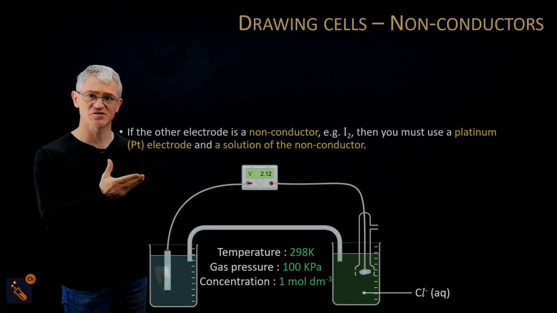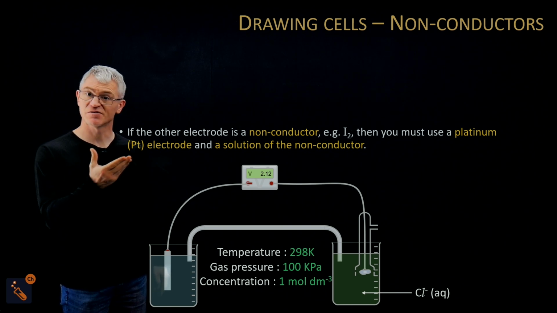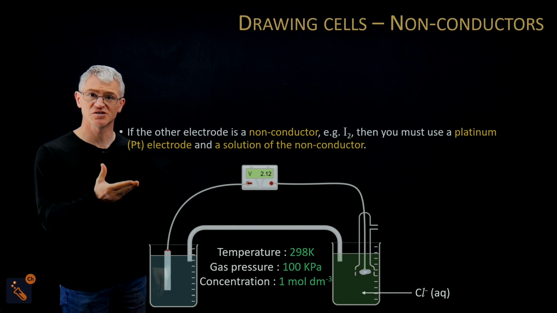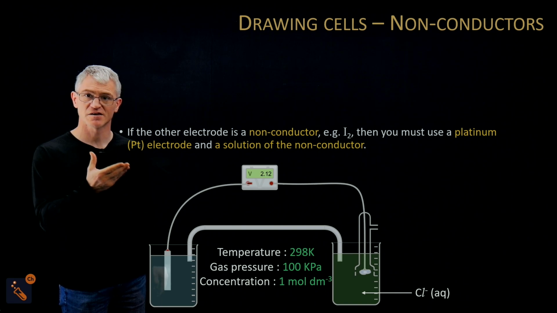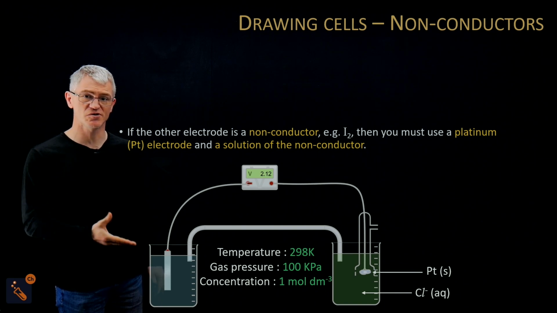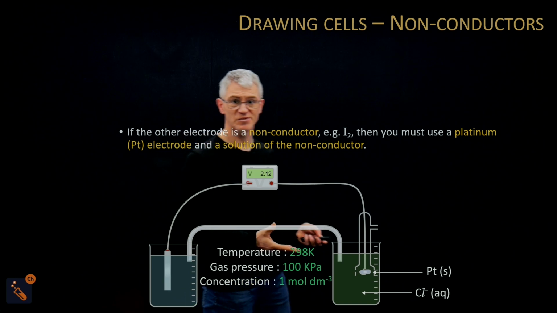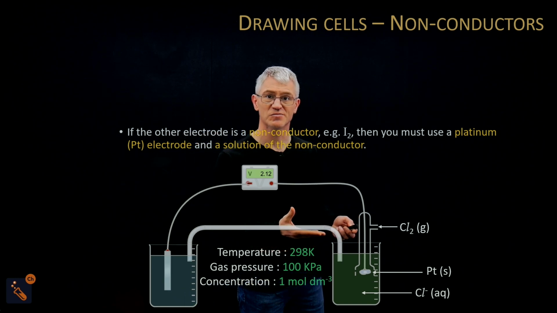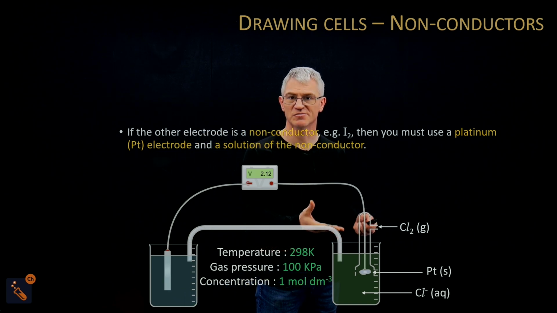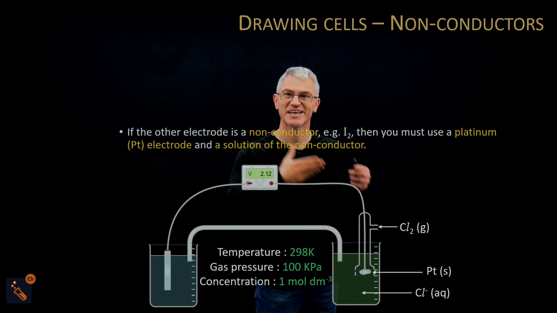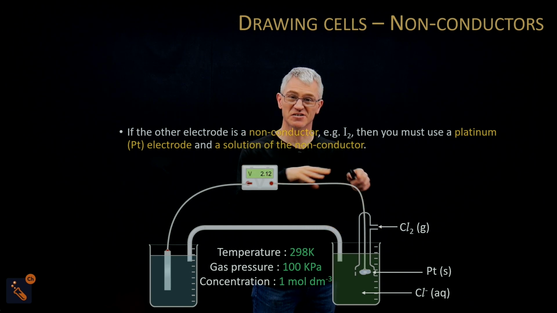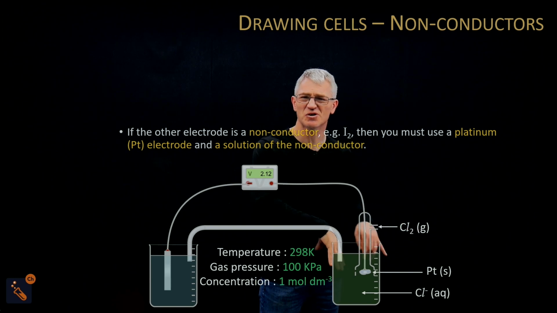If the other electrode is a non-conductor, for example, like I2, then you must use a platinum electrode and a solution of that non-conductor. So for example, we've got chloride ions here. We've got a platinum electrode, and we've got chlorine gas. So if the other electrode is a non-conductor, so that doesn't conduct, we've got to put some platinum in there.